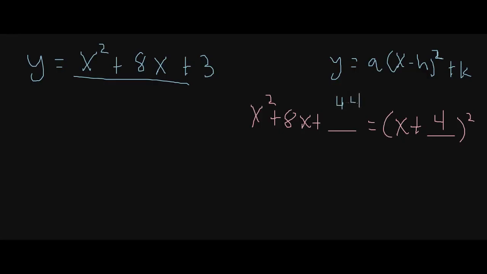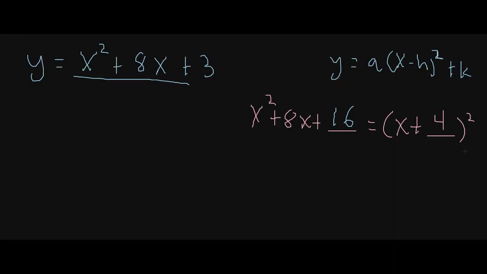And that's going to give me 16. So that's going to be the number here, right? So in order to get a perfect square, we would need to have x squared plus 8x plus 16, because then this whole entire thing becomes (x plus 4) squared.